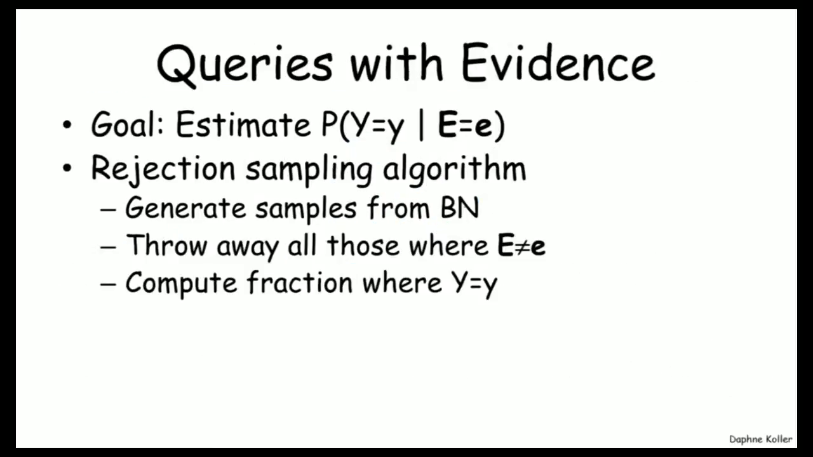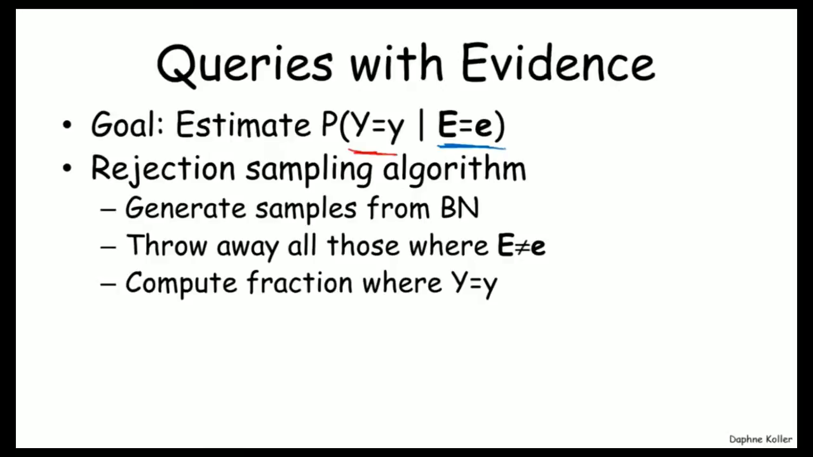So that's great, but that gave me queries without evidence. What do we do if we now want to ask a question not just about the probability of y, but the probability of y given some evidence, E equals little e? Well, now it's not that easy to sample from a Bayesian network if I have evidence that's not at the roots. If I have evidence at the roots, then that's fine. I know the value of that variable and I can just stick that in and ignore everything else.